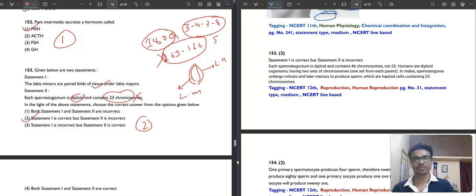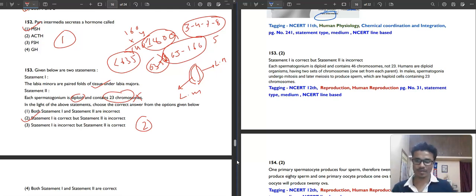160, you still have something. 160 into 4, that is 640. 640 minus 5, so almost 635. This is also a good score. But below 635, I don't think you will get a government medical college through All India quota or anything. So please be very serious in these last 2-3 months.